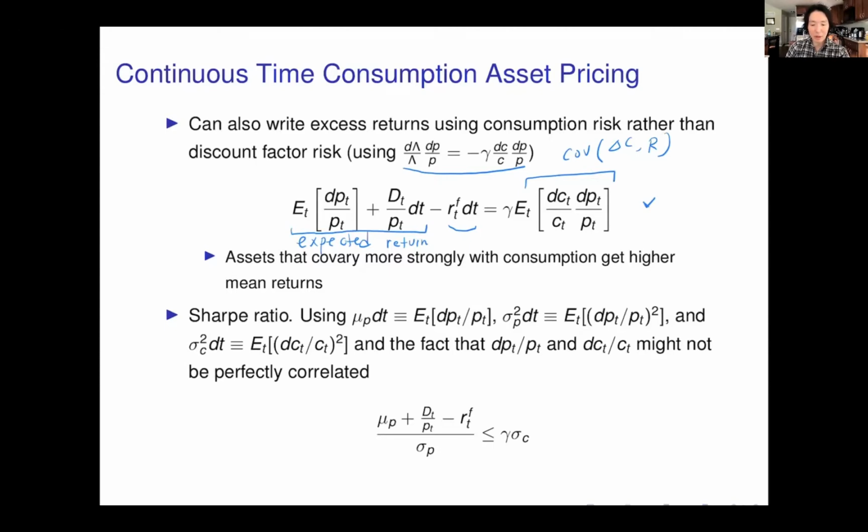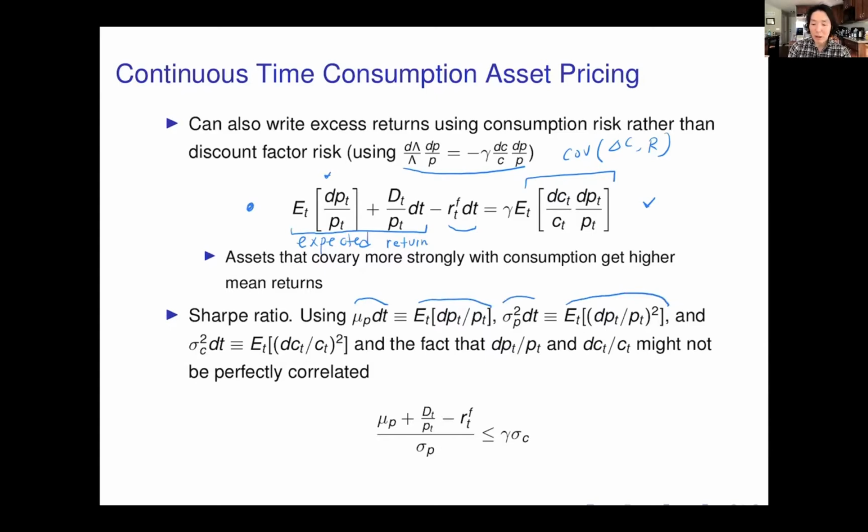Okay. Now, we can also calculate the Sharpe ratio from the equation given here. Now, using these expressions, for example, the drift of the stock return is basically this. Okay, so the first term is the drift of the stock return, and this term is the variance or the standard deviation of the return. And the third term is basically the variance of the consumption growth.